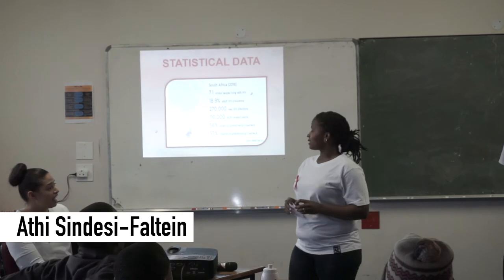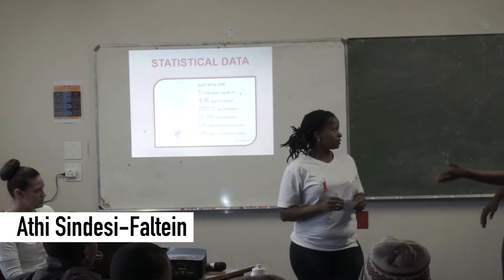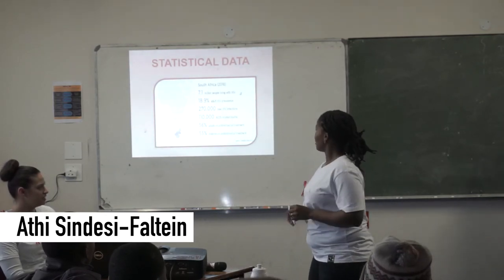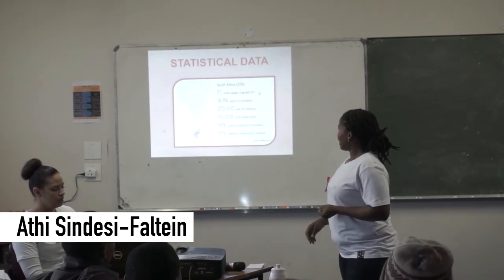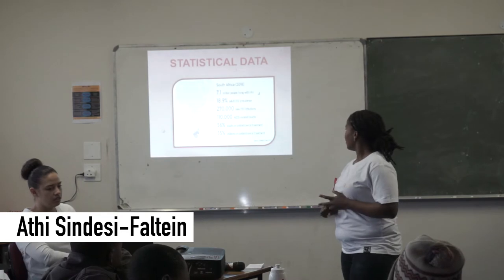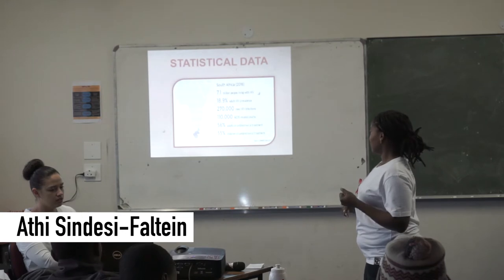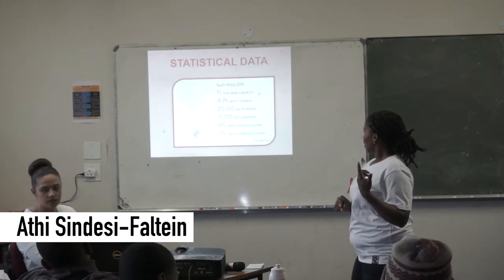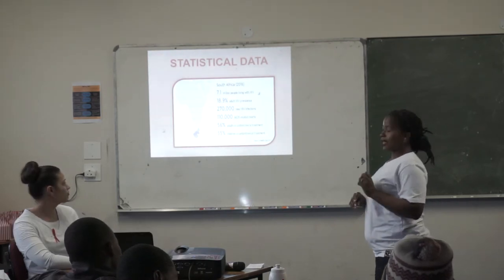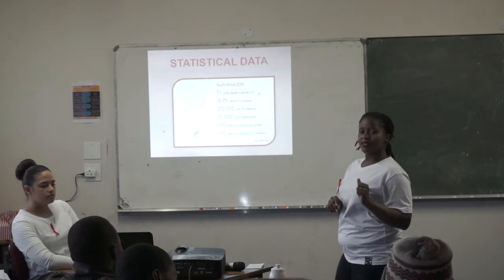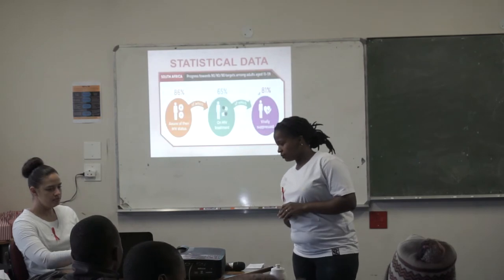I'll be presenting the statistical data for HIV and AIDS in South Africa, of which there's 7.1 million people living with HIV and AIDS. Of that, 18% is adult HIV prevalence. 270,000 of that is new HIV infections every year. 110,000 is estimated for the AIDS-related deaths. 56% of the adults are on treatment, and 55% of the children are also on treatment.